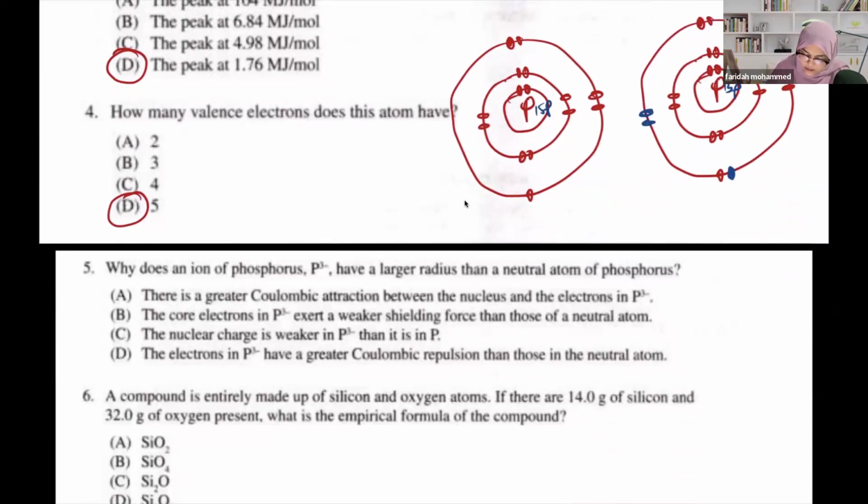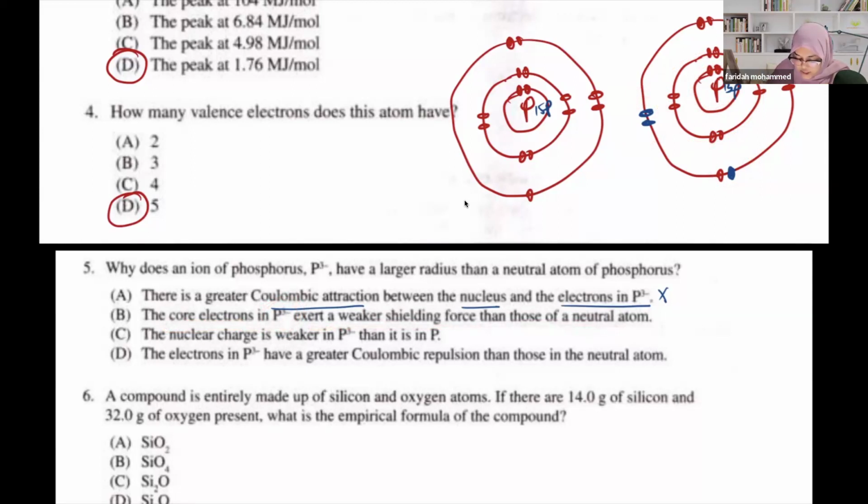Why does an ion have a larger radius than a neutral atom? There is a greater Coulombic attraction between nucleus and the electrons. No, that's wrong, because we know that the attraction would decrease as you add the electrons, right? So that's wrong. The core electrons in P3 minus exert a weaker shielding force than those in a neutral atom. So what are the core electrons? The electrons below the valence shell, that means the second one and the first one.